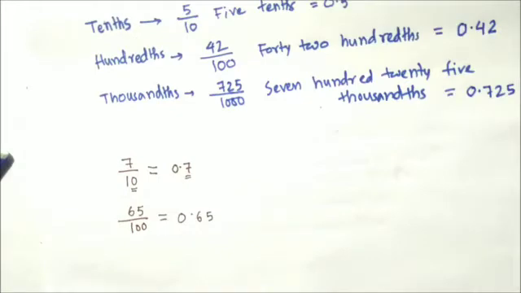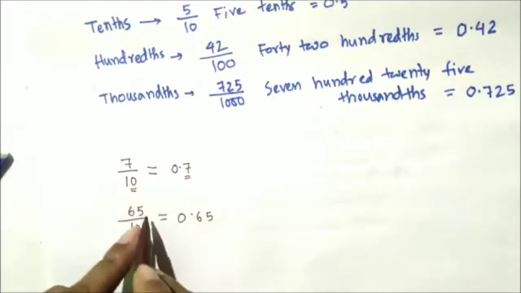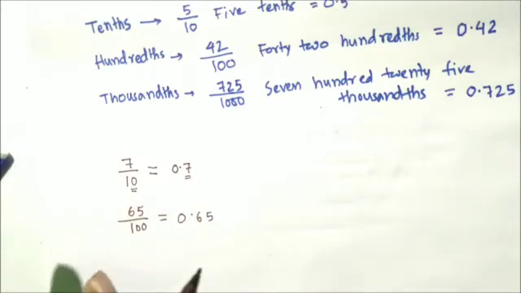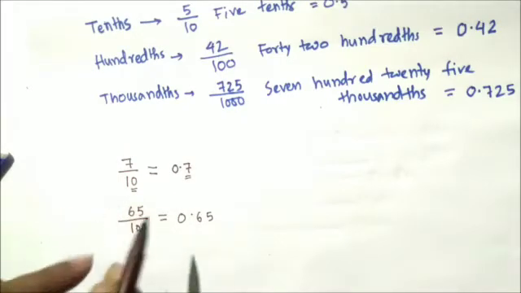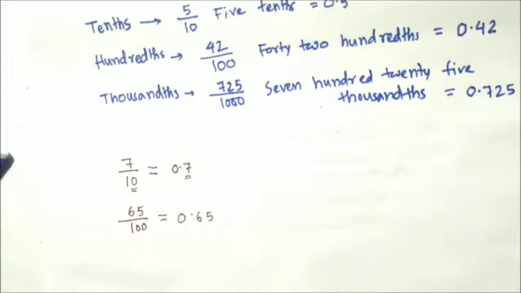0.65. How many zeros? 2 zeros. So you just move the point or put the point in that position, so that after the point you must have 2 digits only, right? It will be very clear by taking another example.